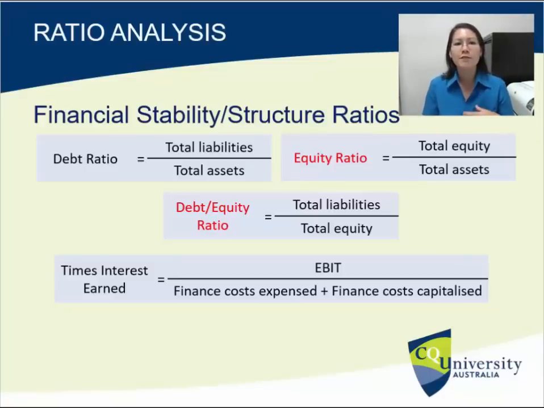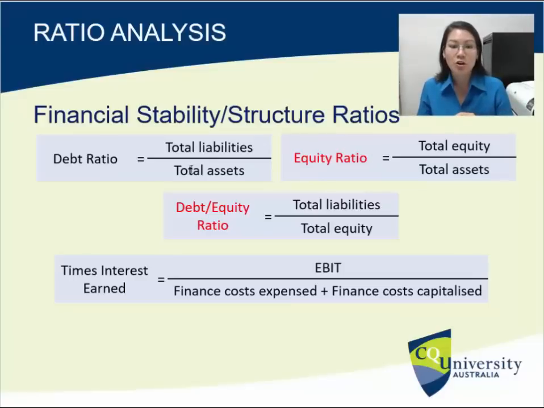Have we predominantly funded our assets with debt or external borrowings, or have we predominantly funded it with owner-generated funds such as shares? So with long-term stability, we calculate a debt and an equity ratio, which simply measures what proportion of your assets are funded by debt or equity. So both of these ratios should add up to 100%, because if it's not funded by debt, it's got to be funded by equity, or vice versa. So for example, if you have a debt ratio of 40%, your equity ratio will be 60%.